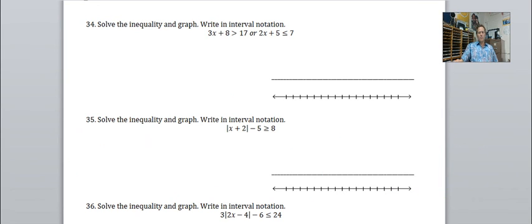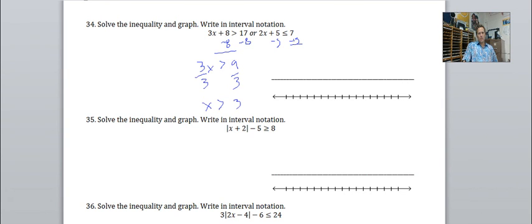Alright, so this one, it's an and statement. For both statements, we are going to subtract first the 8 and the 5. Okay, so I get 3x is greater than, when I subtract an 8 here, 3x is greater than 9. Let's just solve one at a time. Let's say I divide by 3. X is greater than 3.